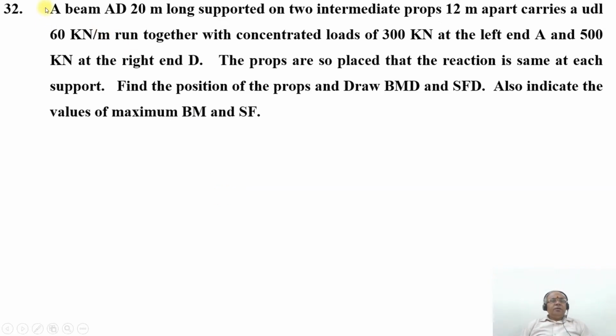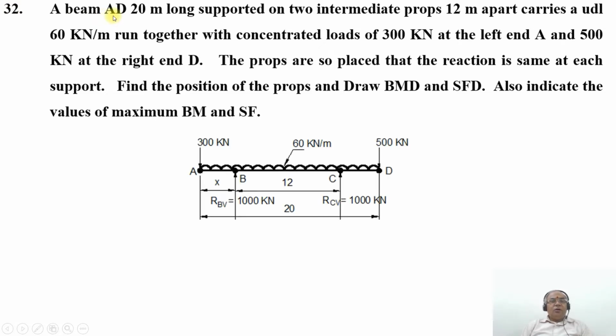Now, we'll take up one more problem, problem 32. A beam AD, 20 meters long, is supported on two intermediate props 12 meters apart. It carries a UDL of 60 kilonewton per meter run together with concentrated loads of 300 kilonewton at the left end A and 500 kilonewton at the right end D.